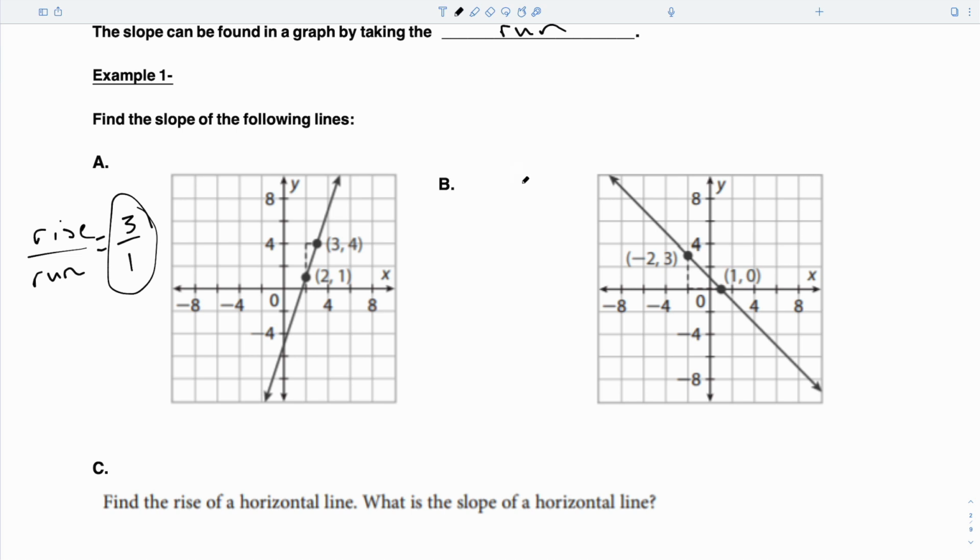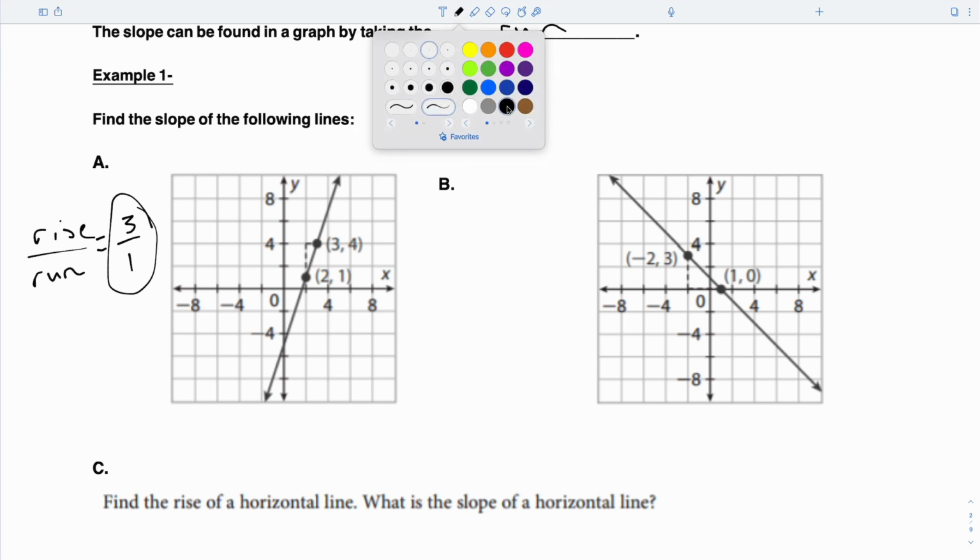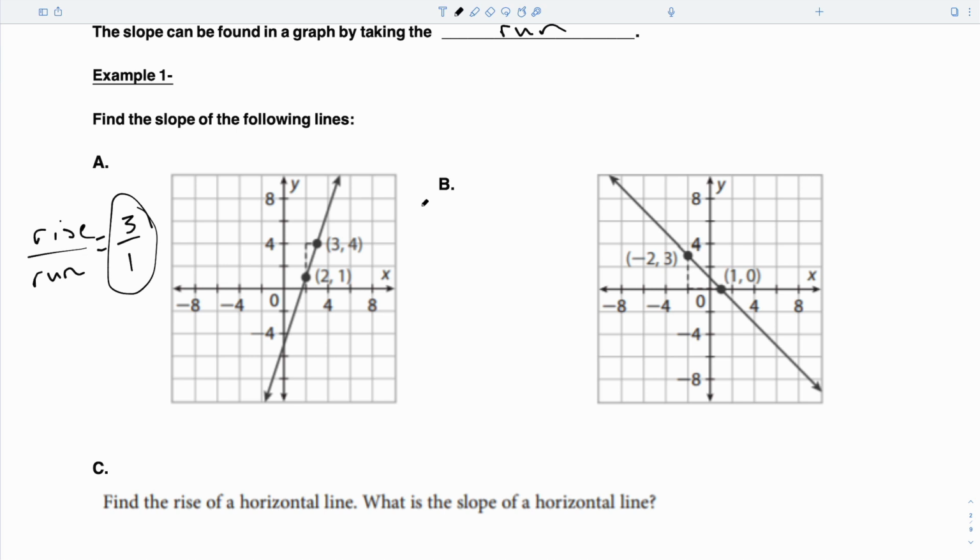B. Yeah, Elliot, mark it. So B is going a different direction. It starts at -2, 3, and 1, 0. It's going to go down 1, 2, 3, and over 1, 2, 3. Down 3, over 3. We could simplify that to 1 over 1, or just 1.